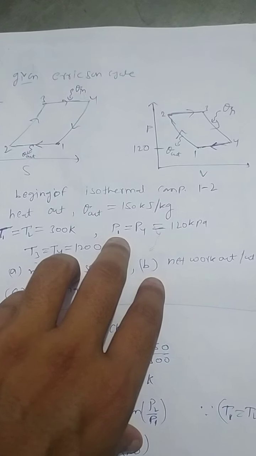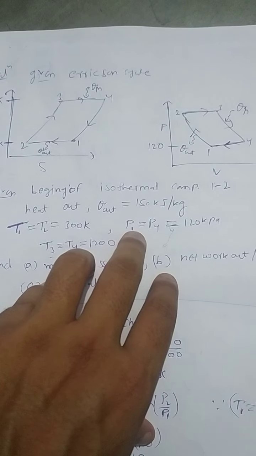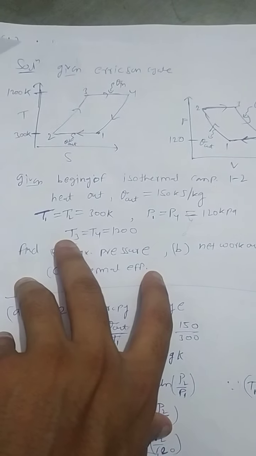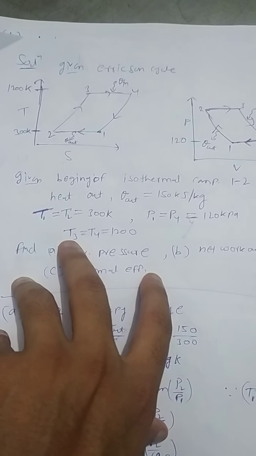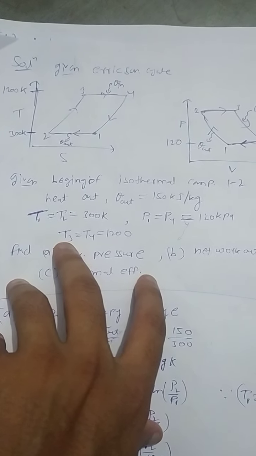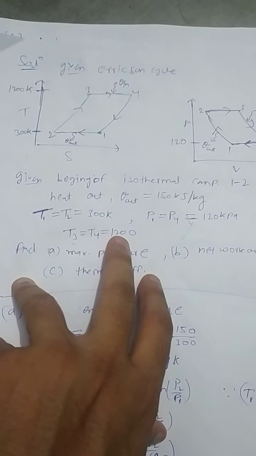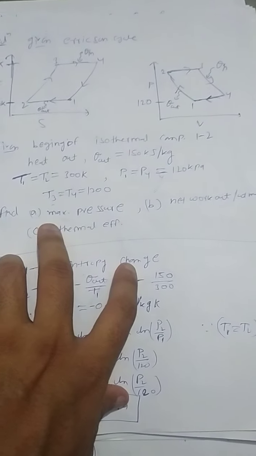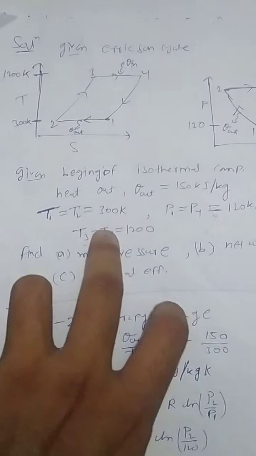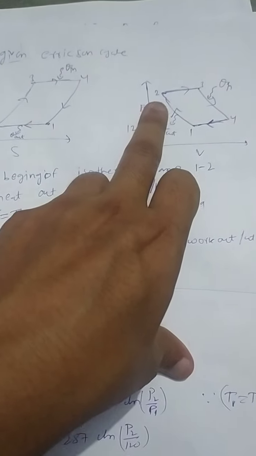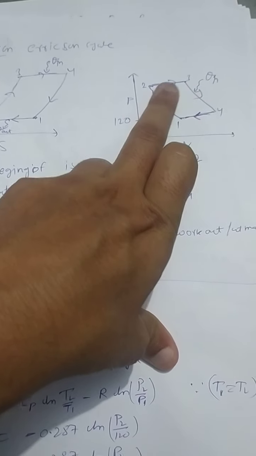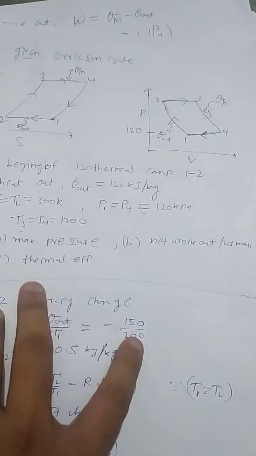Initial pressure is given, so P1 must be equal to P4, 120 kPa, and the maximum temperature is given at which the heat input is taking place. T3 is equal to T4 is equal to 1200 Kelvin. So a few things need to be found. Maximum pressure, that is, P2 or P3, because they are the same. Net work output per unit mass and thermal efficiency.